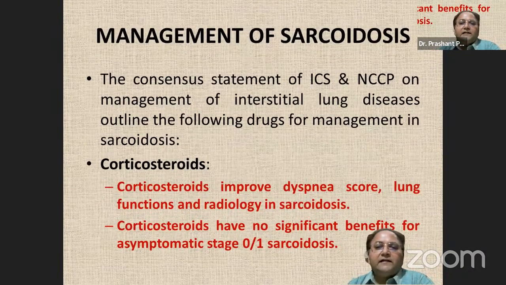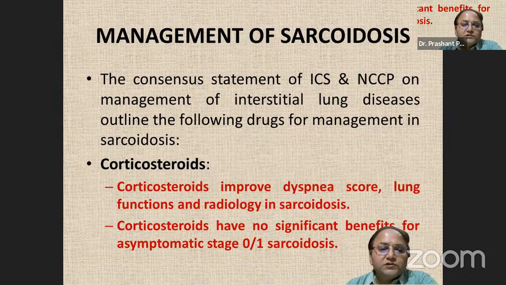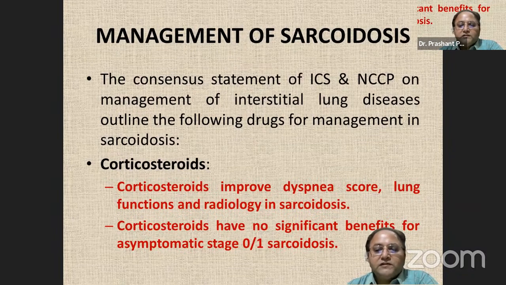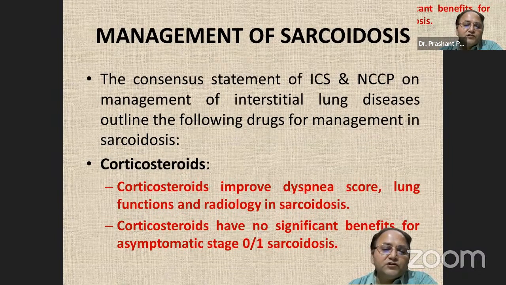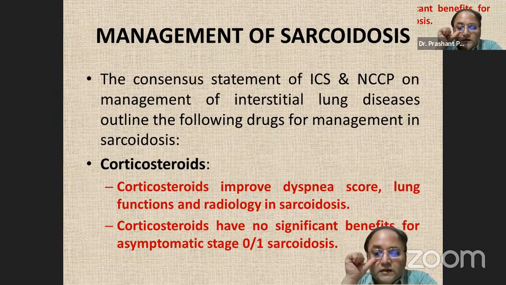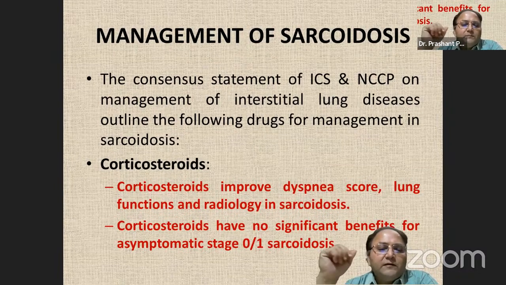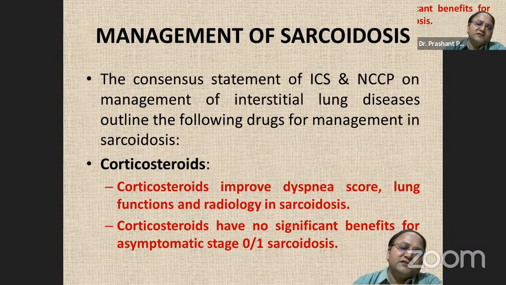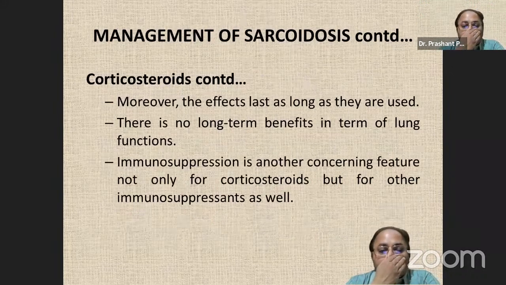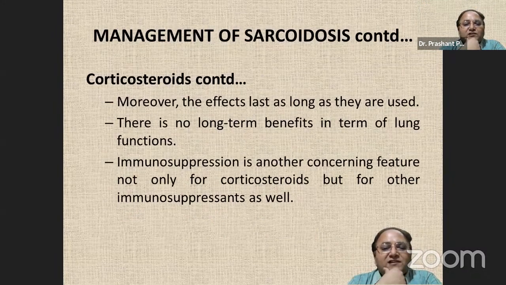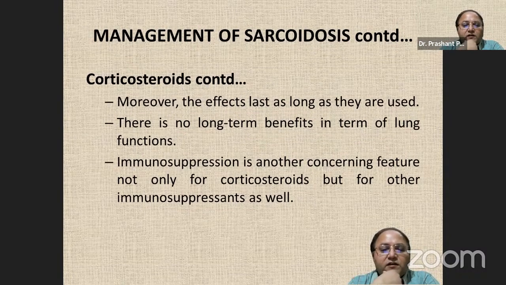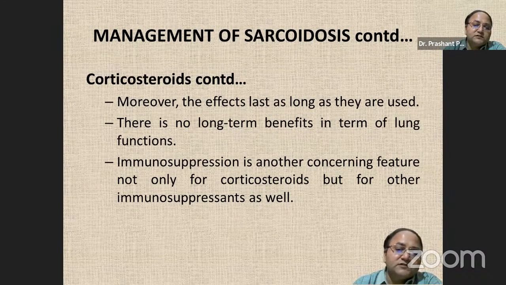Then the last entity which I would like to take is sarcoidosis. Consensus statement, what does it say? Corticosteroids improve dyspnea score, lung functions, and radiology in sarcoidosis. Corticosteroids have no significant benefit in the asymptomatic stage 0 or 1 sarcoidosis. Moreover, the effects last as long as they are used. There is no long-term benefit in terms of lung function. Immunosuppression is a concerning feature for corticosteroids.